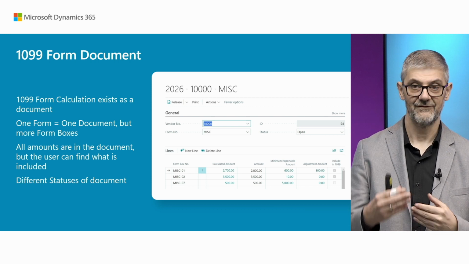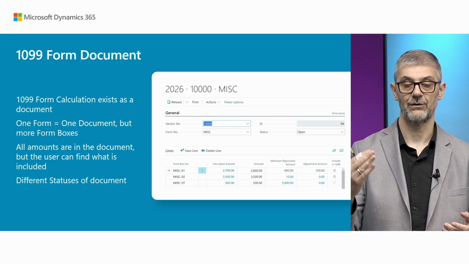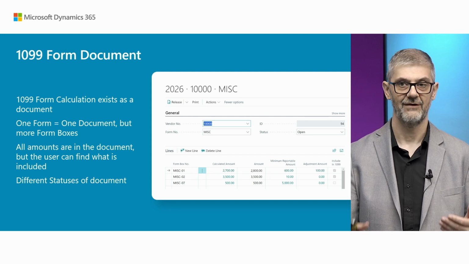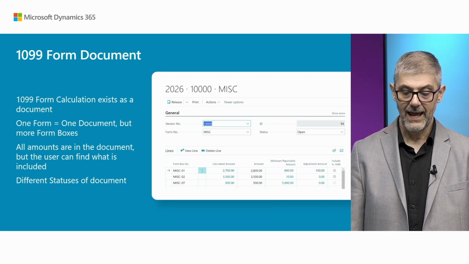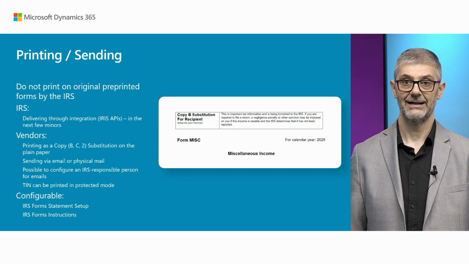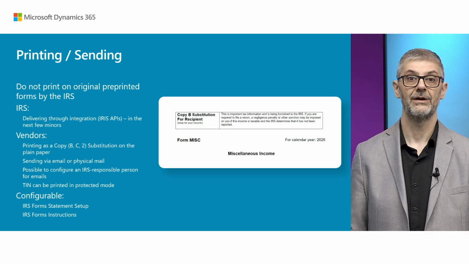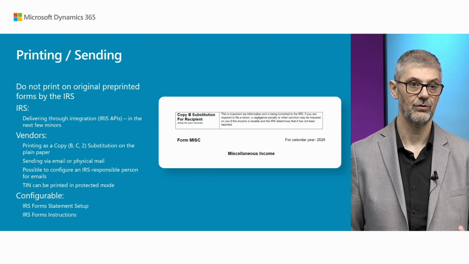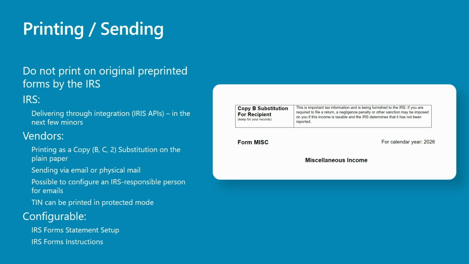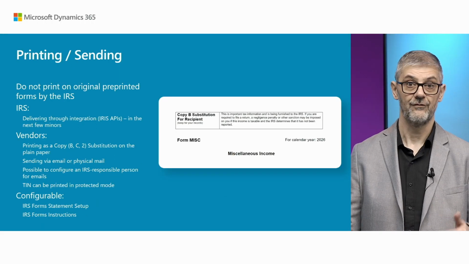And yes, you can handle different statuses. When you create, you will see the status is open, then you can continue with different statuses. Some statuses will come automatically, some will be set manually. And when you finish with this, you need to print and send. Just to remind you once again, you will not print the original pre-printed form by IRS, so you will not order original forms from IRS anymore. Now, you will deliver to IRS through integration with IRS APIs, as I said, in the next few minutes.